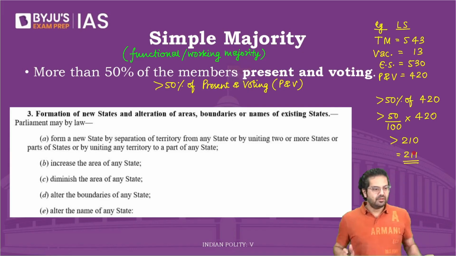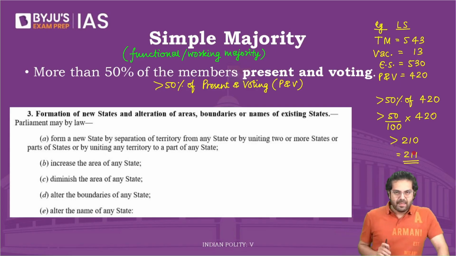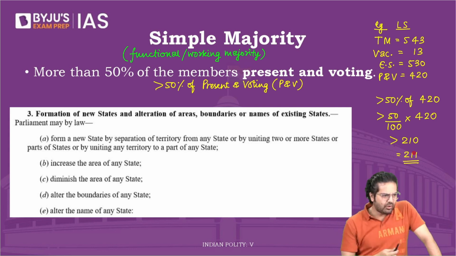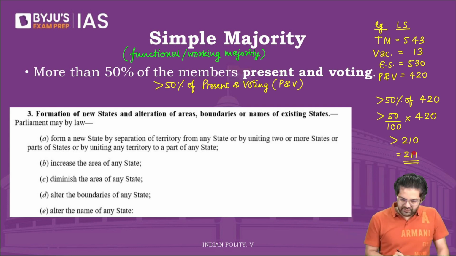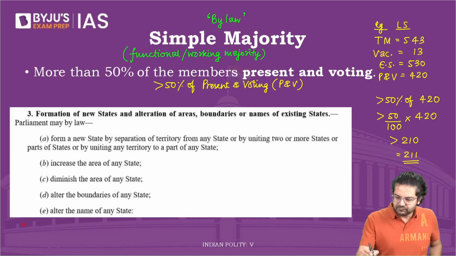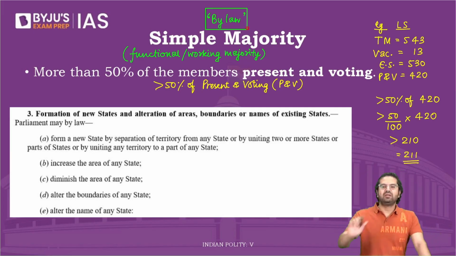So, the total number of people who are present and casting their vote. Now, in the constitution, it's a very, very common majority. And how can you spot it? In this case, I need to use simple majority because of a word. In the constitution, they use a word called "by law." If at any point of time you find this word "by law," then that would mean only one thing. And what is that? Simple majority.